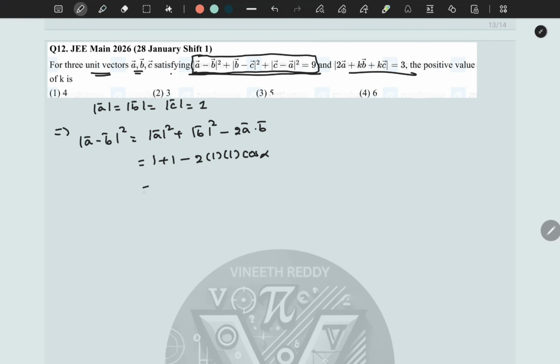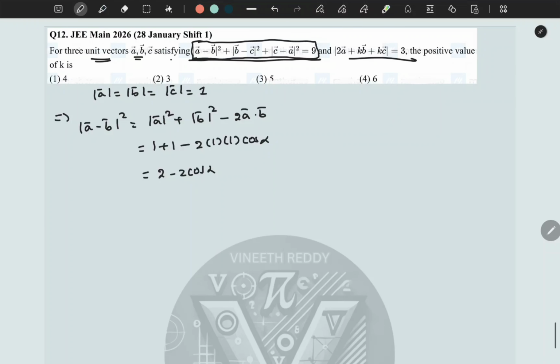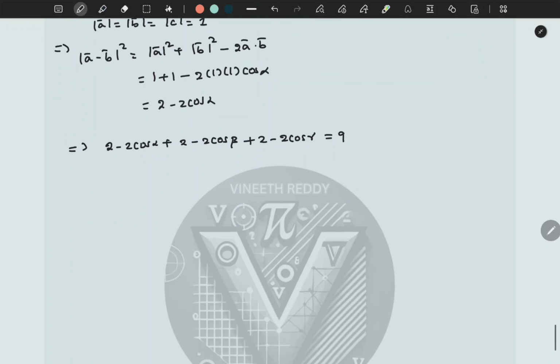Okay. So what do we have here? 2 minus 2 cos alpha, right? Is that clear? So now if I expand this quantity, what do I get? I get 2 minus 2 cos alpha plus 2 minus 2 cos beta. Beta is the angle between B and C. And 2 minus 2 cos gamma, and gamma is the angle between C and A. I'm assuming it like that.